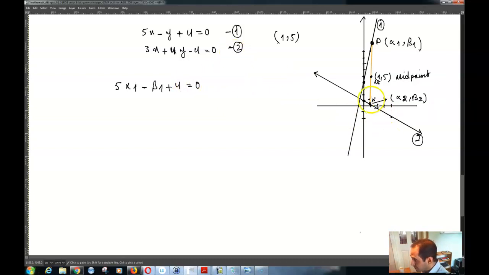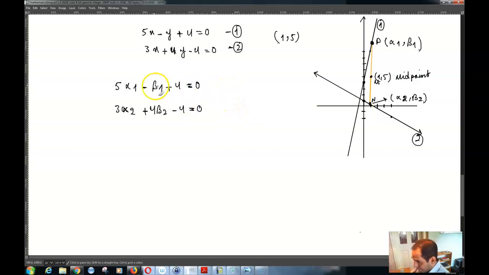And also, since alpha 2, beta 2 lies on line 2, you can put alpha 2, beta 2 in equation number 2 and write 3 times alpha 2 plus 4 times beta 2 minus 4 is equal to 0.